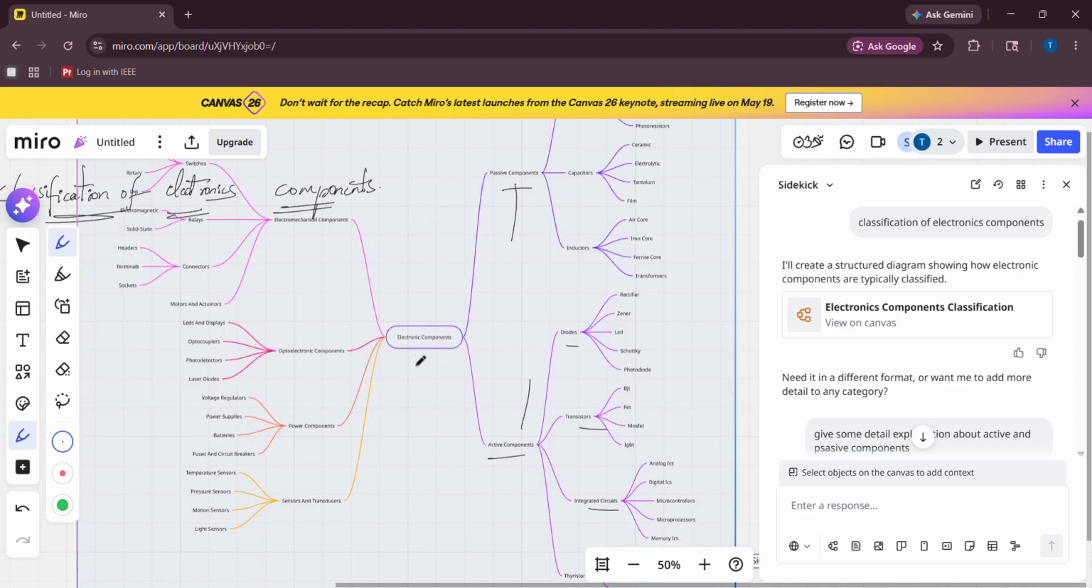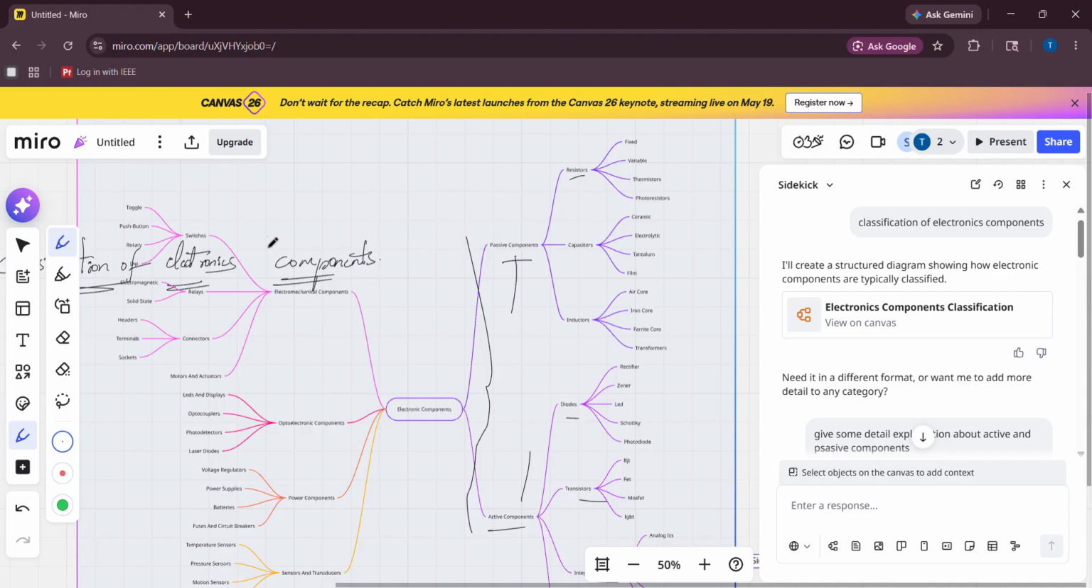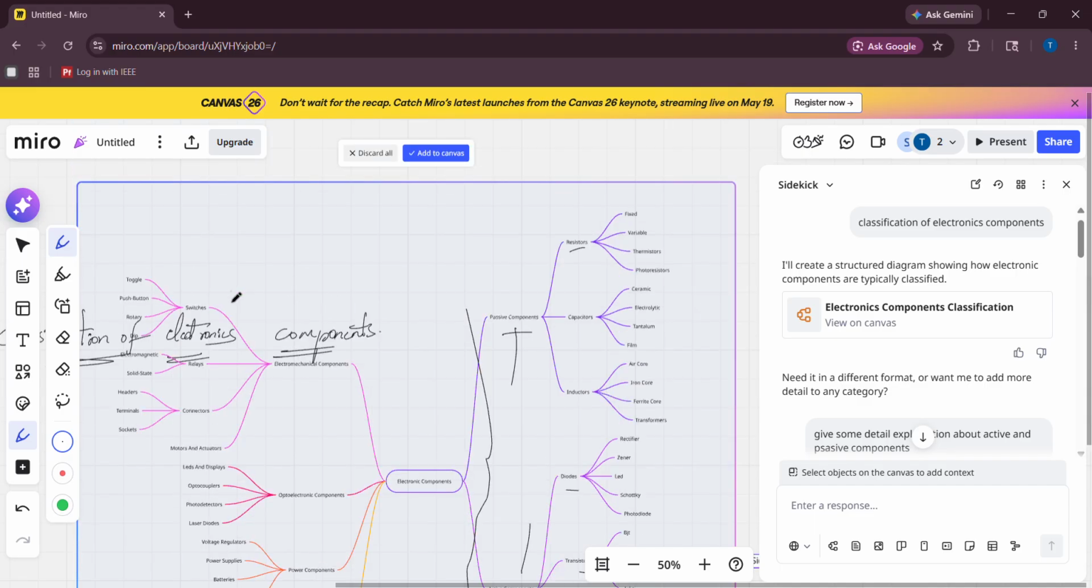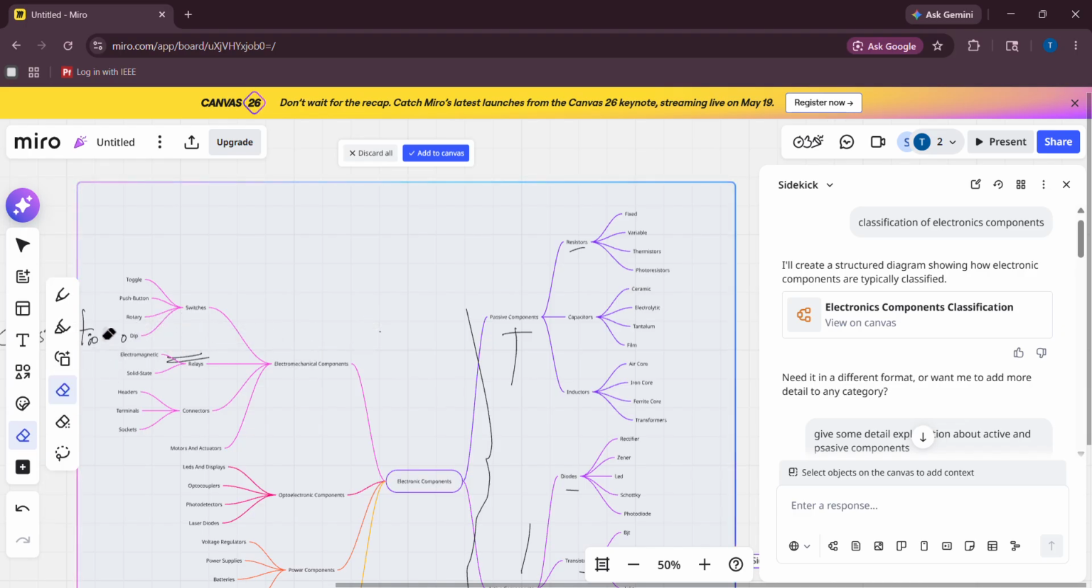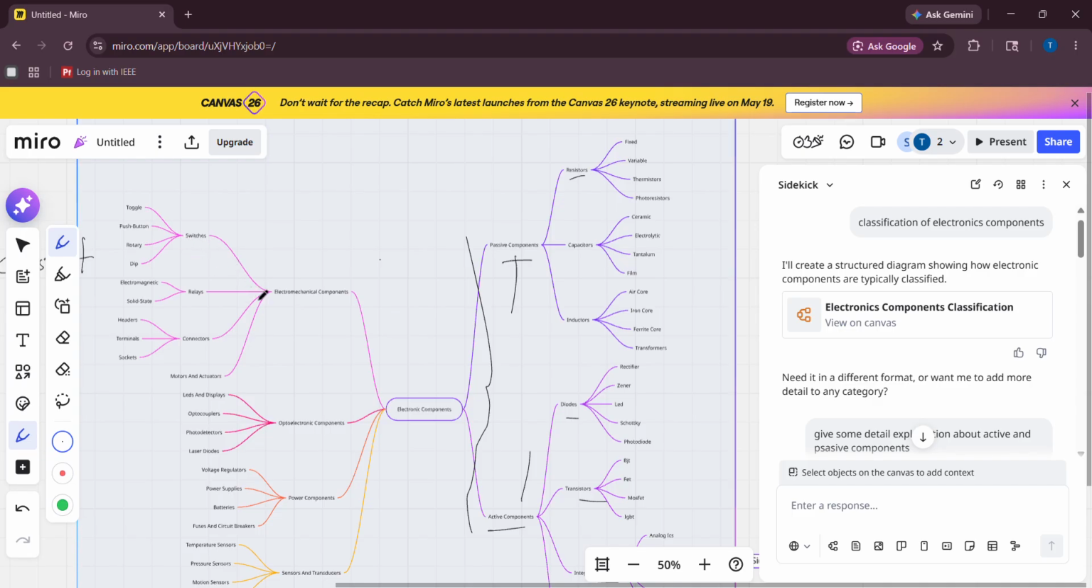Coming to another part of the electronic components. Most probably everyone knows these components only, but behind these there are other components also. Let's see what those are. Electromechanical components are like switches and relays. Wait, I will erase this, as it may be a disturbance for us. We use switches, relays, connectors, so many things. In switches there are also toggle, push button, rotary, DIP.